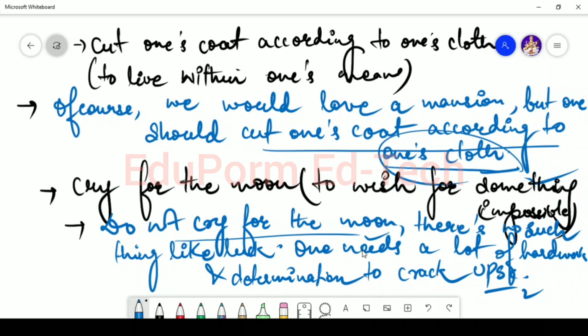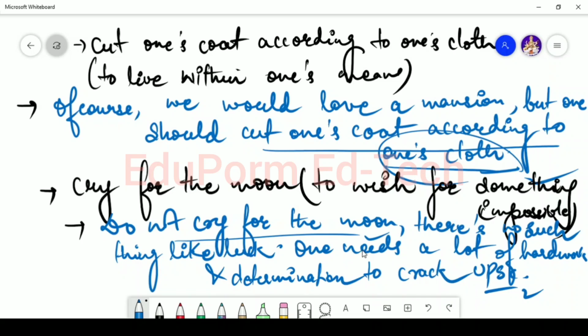There is no such thing like luck. Luck doesn't exist. Okay, luck can only help you if you are doing the work. That is like the rarest, less than 1% thing. So do not cry for the moon, do not wish for something impossible, like मेहनत किया ही नहीं और फिर भगवान से मना रहे हैं, नाग देवता पे दूध चढ़ा रहे हैं, भगवान को पूरा जाप करवा रहे हैं, ऐसा नहीं होगा. Means you need to do a lot of hard work and you need a lot of determination to crack UPSC. Okay, you cannot just wish for something impossible.